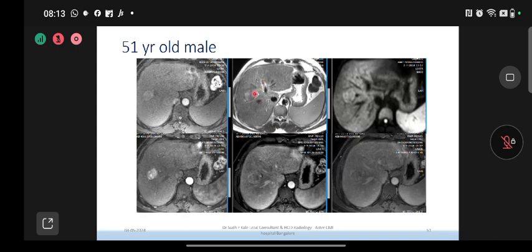Then we have the lesion in T2 weighted. You can see that partly it is bright and partly it is hypointense. So there is some amount of differential signal in the T2 weighted image. In diffusion, it is showing brighter than the background parenchyma. So definitely there is a moderate amount of restriction in that lesion.